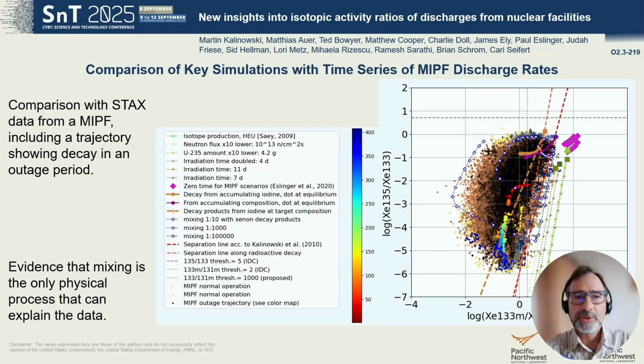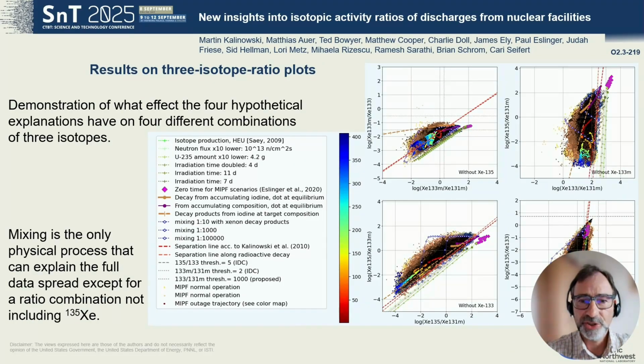And there's evidence that mixing is the only process that can explain the data. So all the other processes that are also indicated here cannot reach the full distribution of the medical isotope production facility data at the stack, so where they leave the facility, and then of course they go through the atmosphere and further change, but the emissions from the medical isotope production facility are all found on the left side of the separation line.